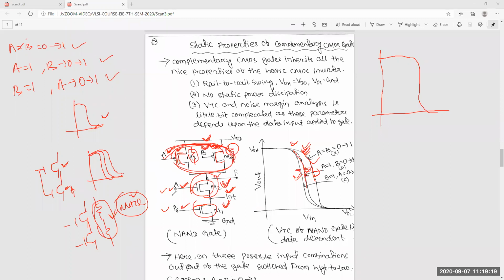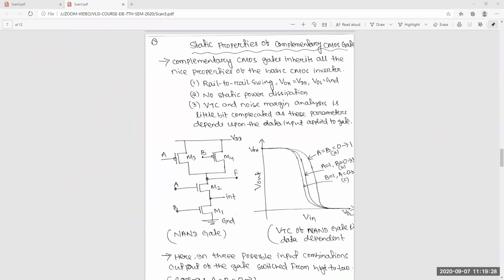Okay, but here in these two curves, A is equal to 1 and B goes 0 to 1, or B is equal to 1 and A goes 0 to 1. So why are there some differences? Can anyone say? Sir, I think B is connected to ground. Yes, this is connected to ground. That is okay, but this is not a sufficient answer. So can anybody say?